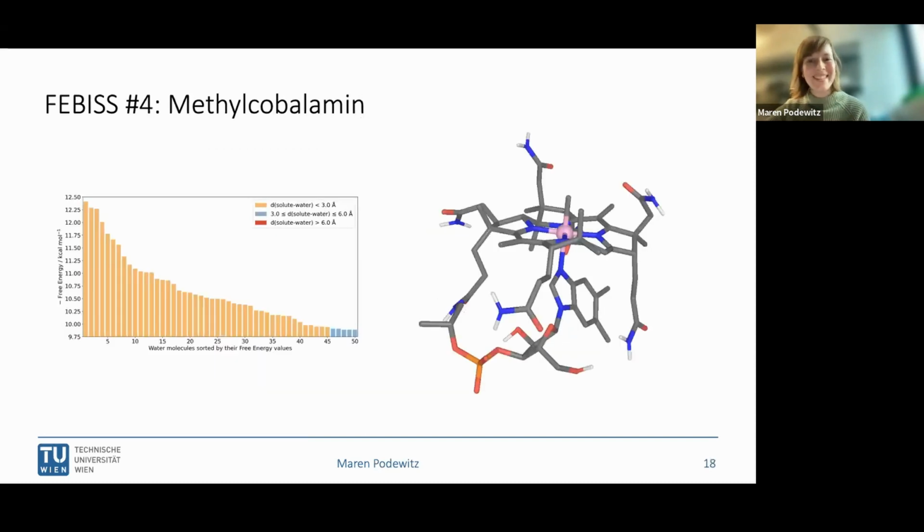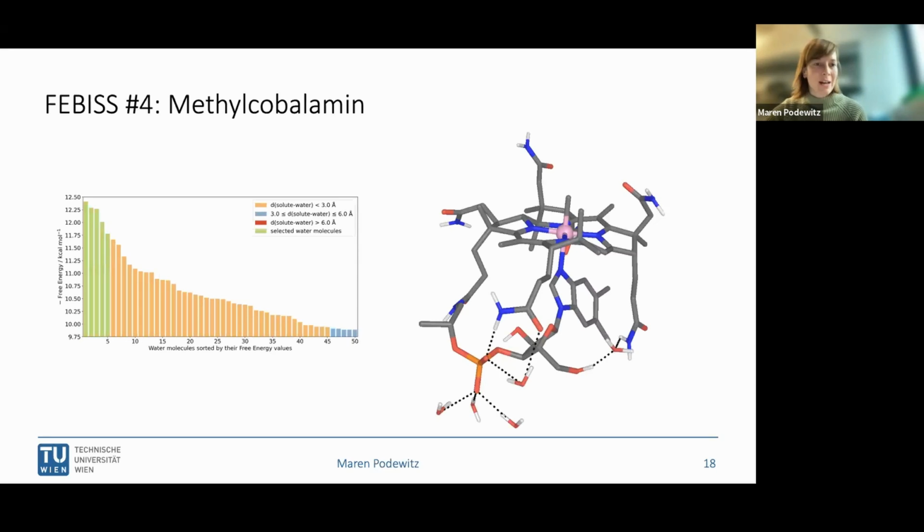So the last example is methyl cobalamin. You have this methyl group here. Otherwise, it's the same vitamin B12 derivative. Of course, we can now generate the conformers with our tool. We see that if we generate them in water, we don't have any intermolecular H bonds, which is great. And then, of course, we can study the solute-solvent interaction.